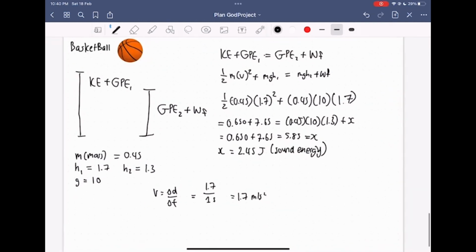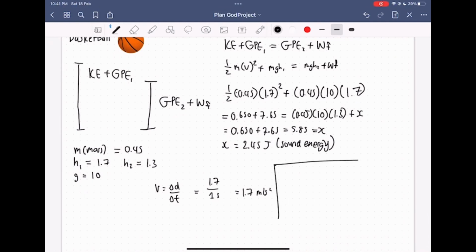Now that we have that, we can calculate and prove that 0.65 plus 7.65 will be equal to 5.85 plus 2.45. In this case, it is 2. Thus proving that the law of conservation of energy is true.